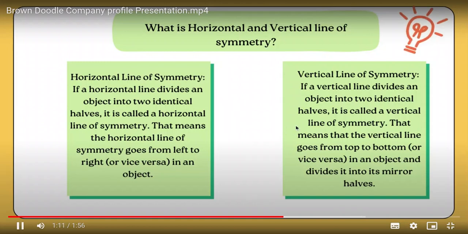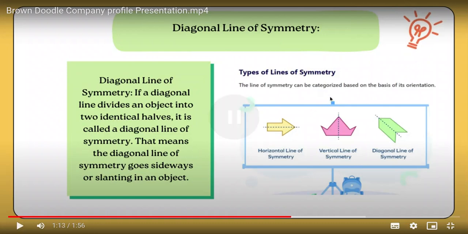Then the main thing I introduce here is the diagonal line of symmetry. If a diagonal line divides an object into two identical halves, it is called a diagonal line of symmetry. That means the diagonal line of symmetry goes sideways or slanting in an object. Then I give all three examples because I don't want to confuse them. This is the reason I provide all three images again so that they can distinguish between all three things.